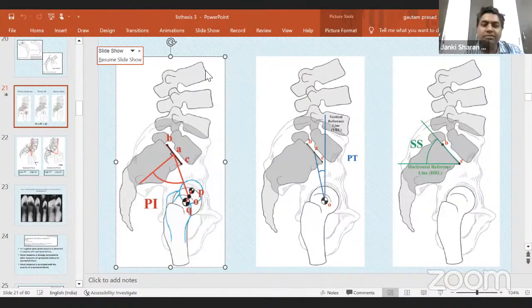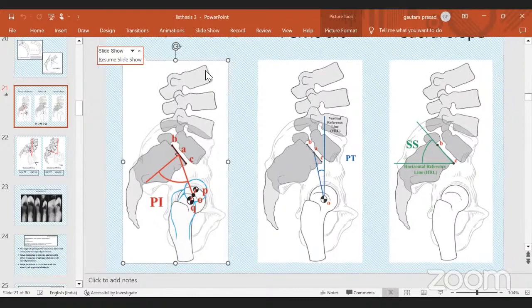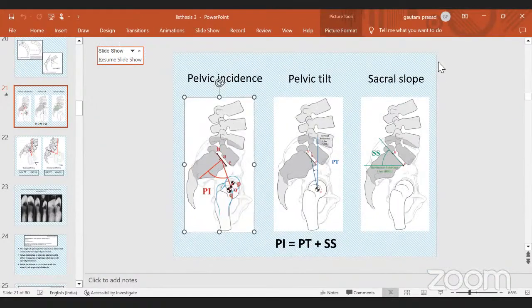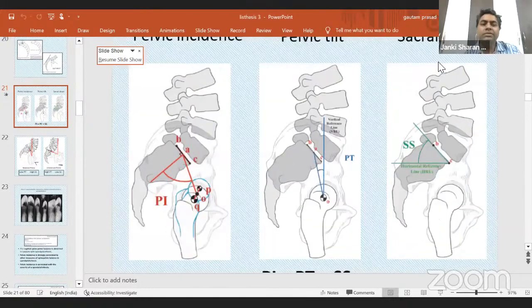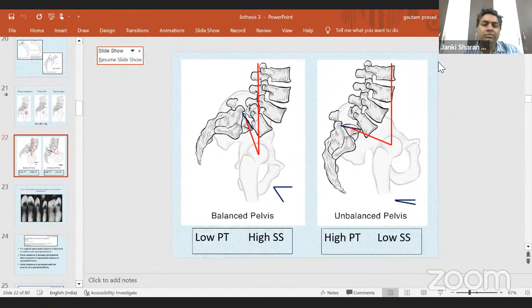And the sacrum, the angle the sacrum makes to the horizontal, that is the sacral slope. In any spine, the pelvic incidence is always constant, and the sum of pelvic tilt and the sacral slope is equal to the pelvic incidence. Is it clear? Yes, sir. So in a stable spine, the pelvic incidence is equal to these two.